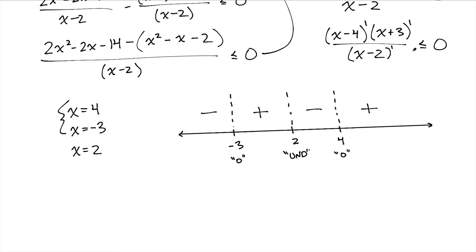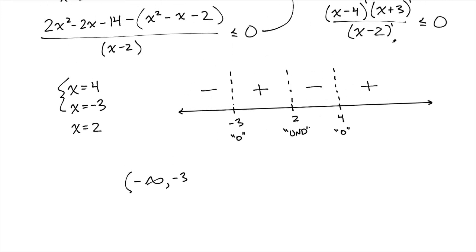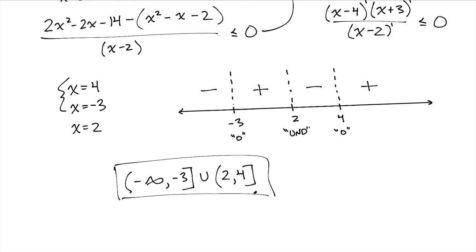We are solving the inequality where this is less than or equal to 0. So that means negatives. So I have from negative infinity up to negative 3. And because it's less than or equal to 0, I will include the places where it equals 0. So I'll include the negative 3. And I also have this interval from 2 to 4. I can't include 2 because it's undefined there, but at 4 it's equal to 0, which satisfies this inequality. So I do include that. And that is the solution to my rational inequality.